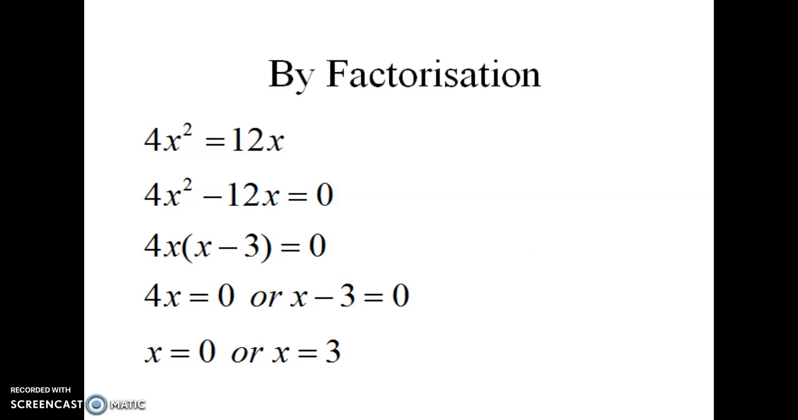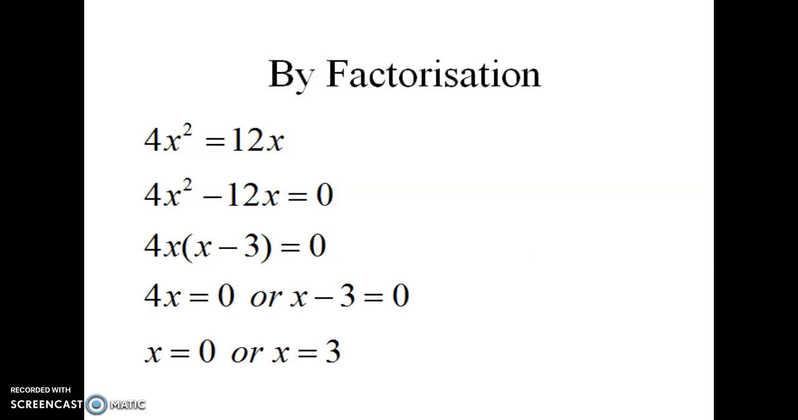So we bring our 12x this side. This one is the easiest form of factorization. Then we look at the common factor of the two terms. Now we have 4x² − 12x. So the common factor here is 4x. After bringing out 4x, it's like we're dividing here by 4x. 4x² divided by 4x, we get an x. 12x divided by 4x, we get a minus 3, and this is equal to 0.